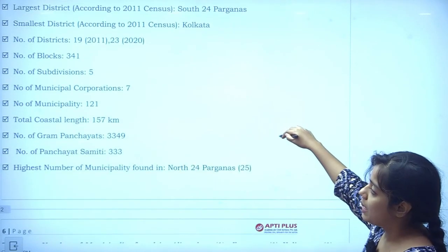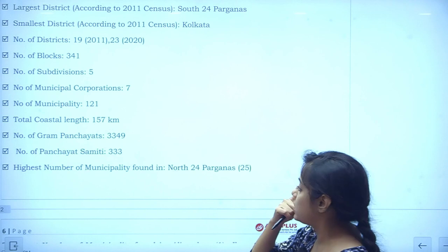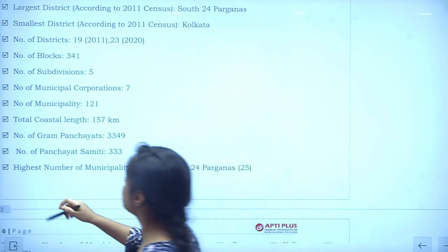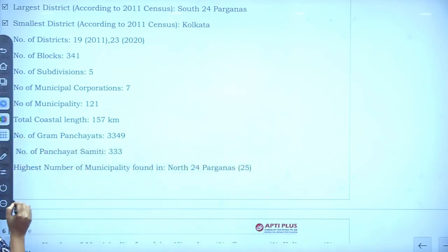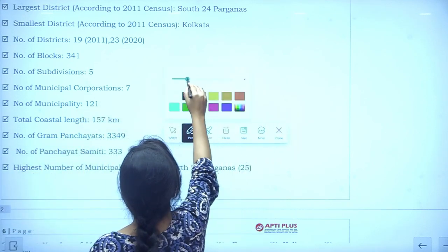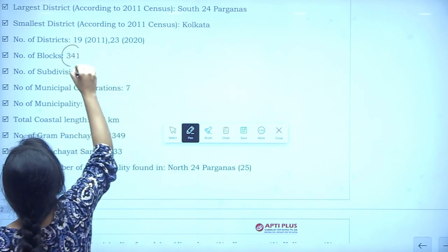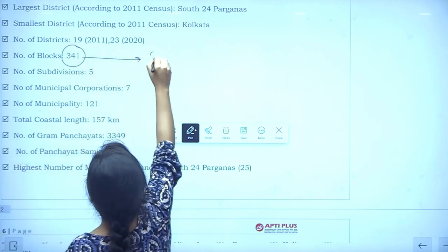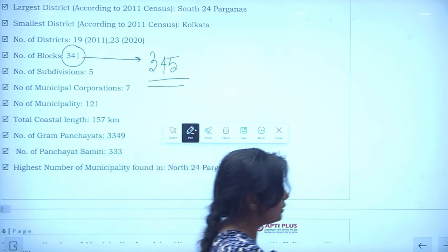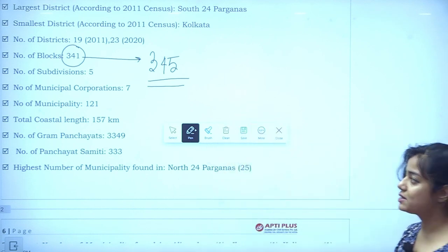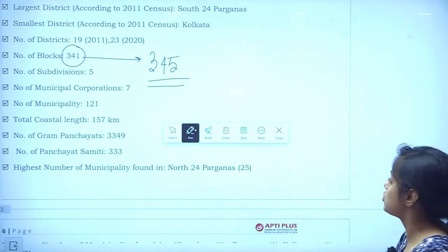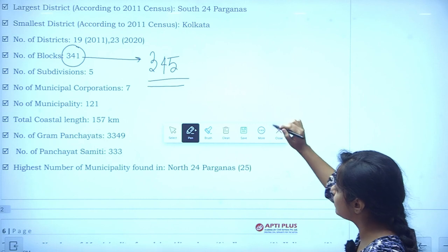However, there are a few things that you need to change here, like the number of blocks. I'll show you. Here the number of blocks is written as 341. Now it has increased to 345. So we need to know the recent data, and please check the data, because this is a 2-year-old PDF. It might happen that there are some new additions to it. So do check while studying.